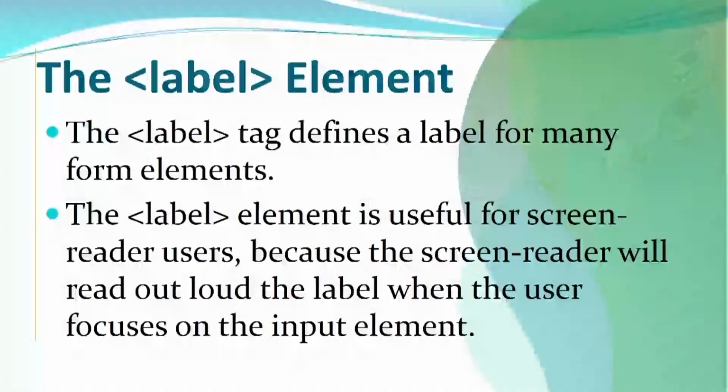Next we have label tag, label element. So along with input we have another very important element, which is label element. So label tag defines a label for many form elements. So label element is useful for screen reader users because the screen reader will read out loud the label when the user focuses on the input element. So it is used to toggle the input. When the mouse cursor moves to the area of the form, as it enters the label area, it will toggle the input. So it is used for increasing the readability of the form element.